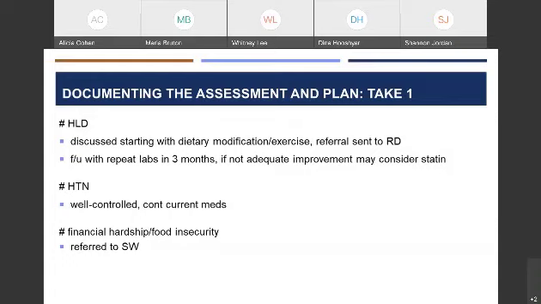Okay, and I'm going to hand it over to Dr. Cohen. Great, thank you so much, Maria.